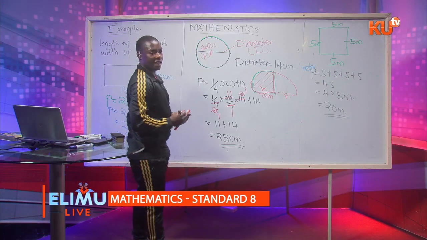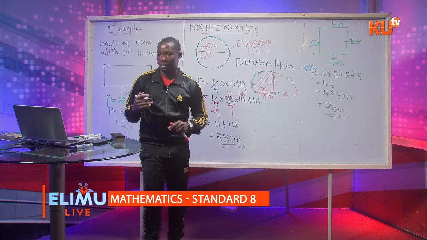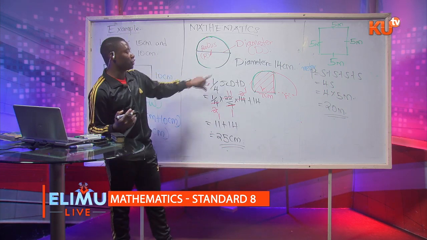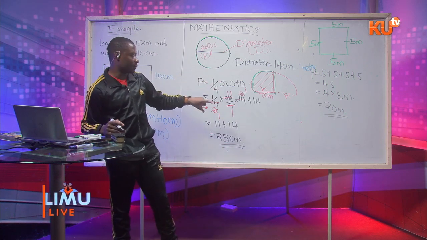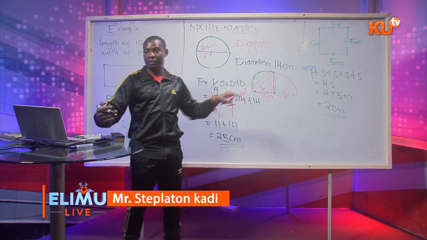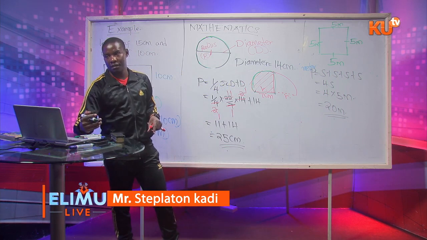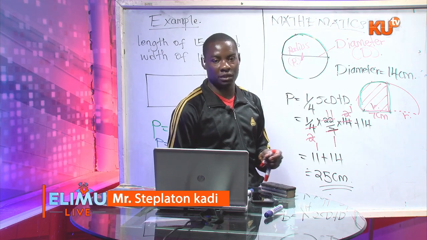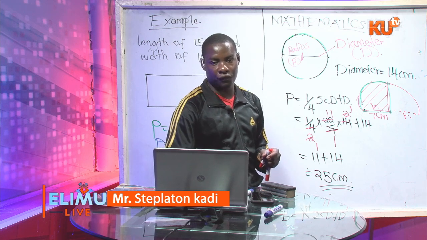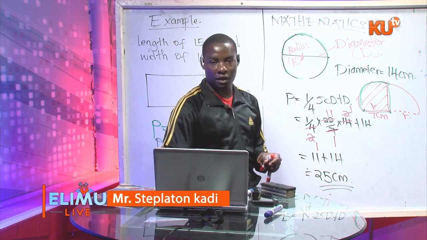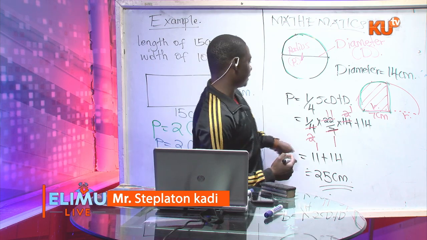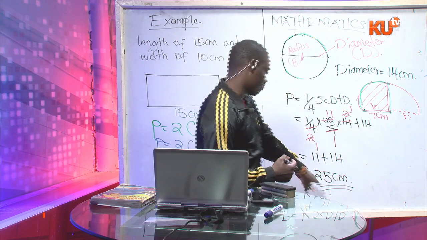So you can see the answers are reducing. The first one, we had 44 centimeters, which was a full circle with the same diameter. I'm using the same diameter so that you get the difference, because the perimeter of a whole circle cannot be equal to the perimeter of a quarter circle. So the first answer we got 44 centimeters. The second one, which was a half a circle, was 36. Now this is a quarter circle, we have 25.